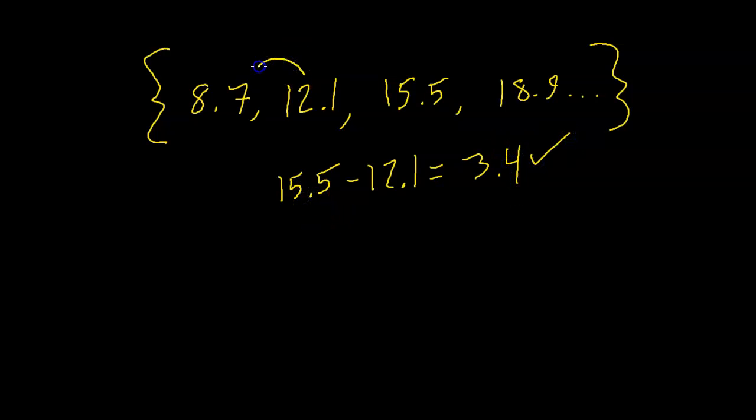Let's check one more pair, just to be safe. Let's start with 12.1 and subtract the immediately previous term, 8.7. And what's 12.1 minus 8.7? It's 3.4, right? Just like we want.